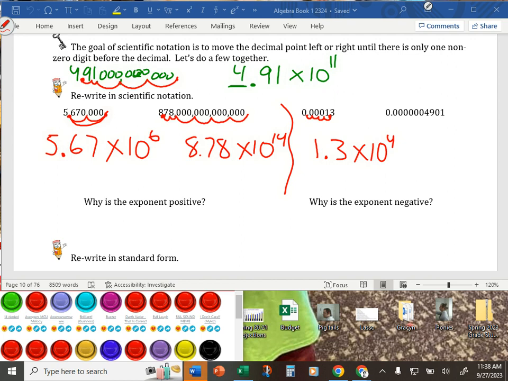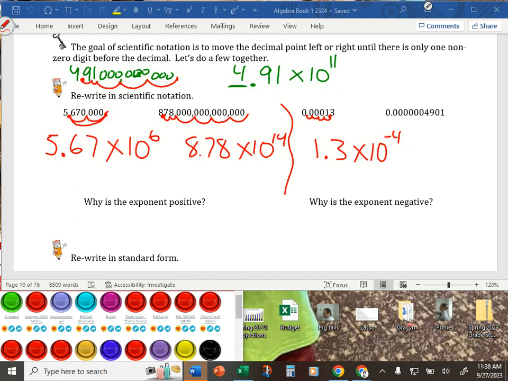This number was really big. This number is really small. So, as Priya said, instead of a positive power, to show that we have to move it to the left to get it back to the original, we use a negative power. And I'll make it a little more clear here. Times 10 to the negative 4th.